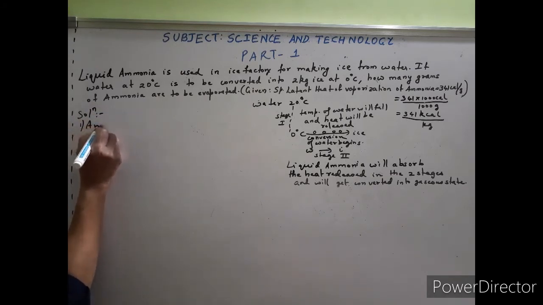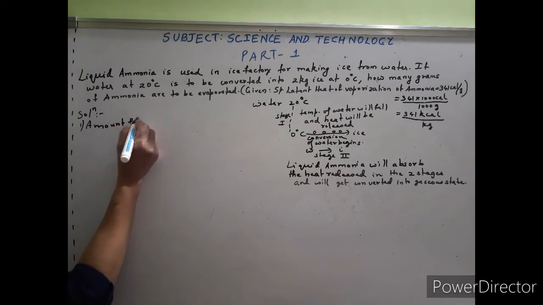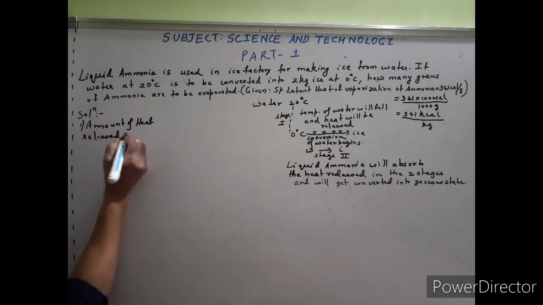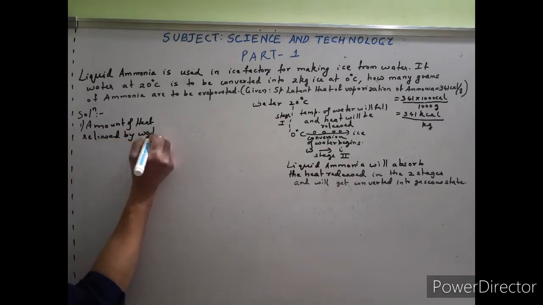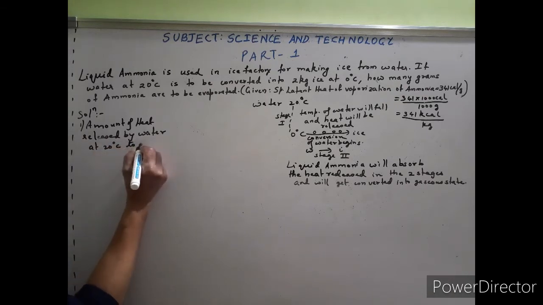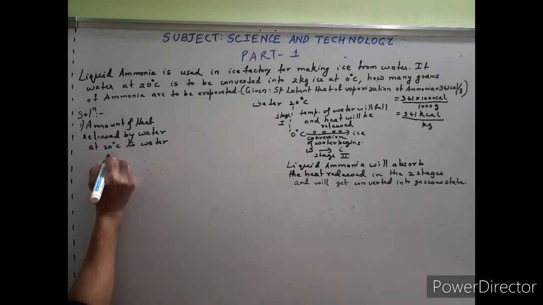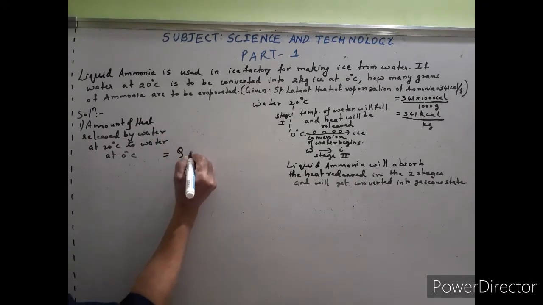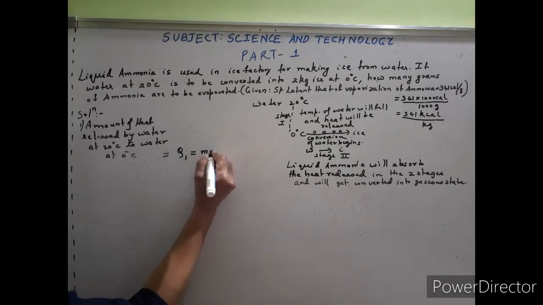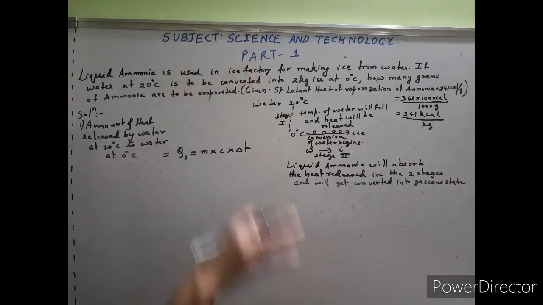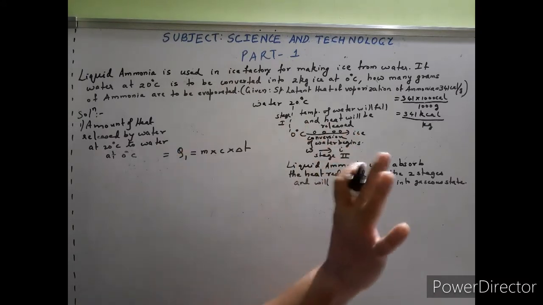First, amount of heat released by water at 20 degrees centigrade to water at 0 degree centigrade. पानी ही रहेगा 20 से 0. Q1 will be given by the formula m into c into delta t, because there is fall in temperature. Rise या fall जब होता है तो m into c into delta t formula use करते हैं.